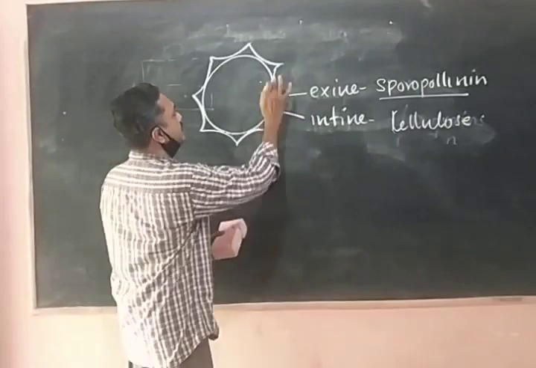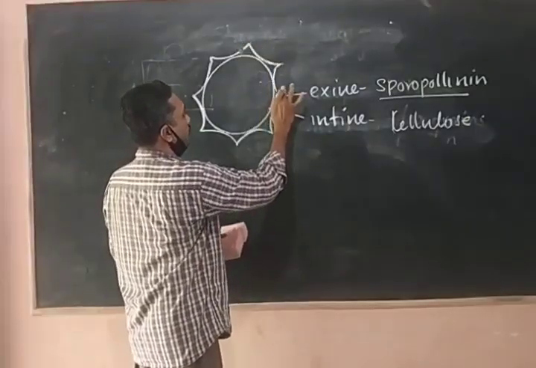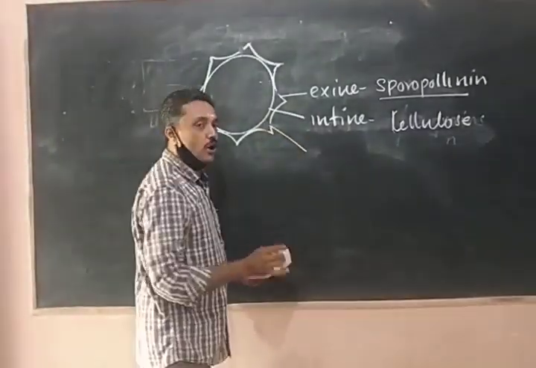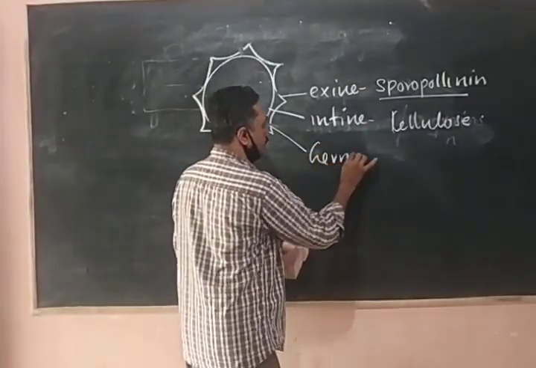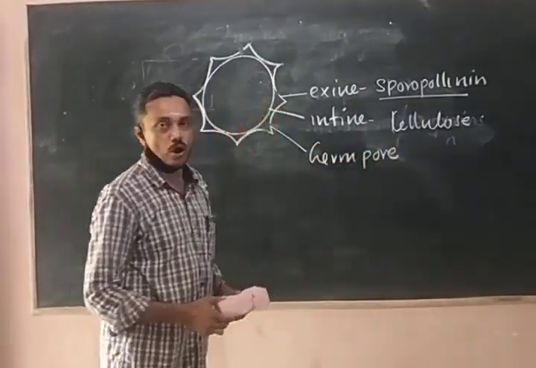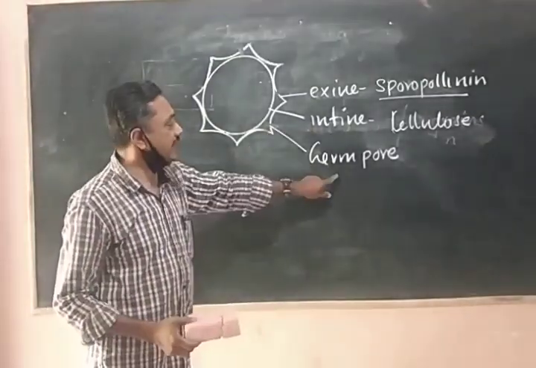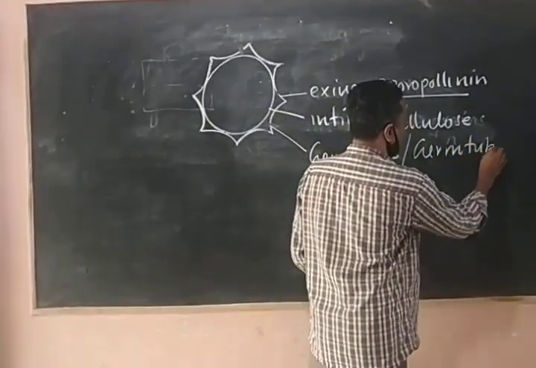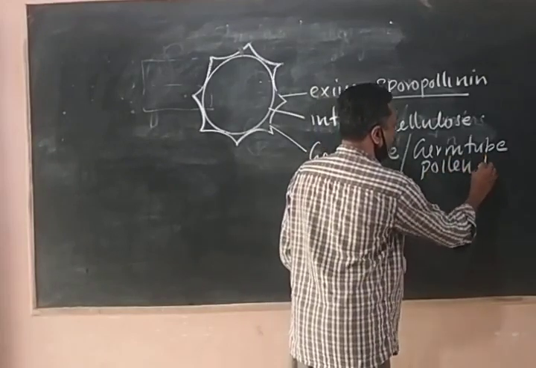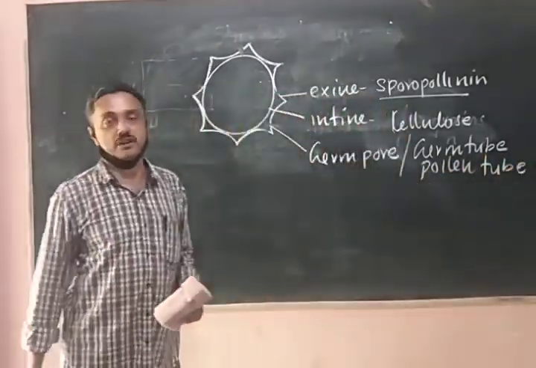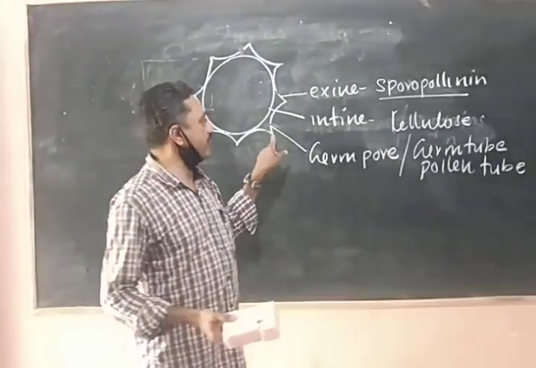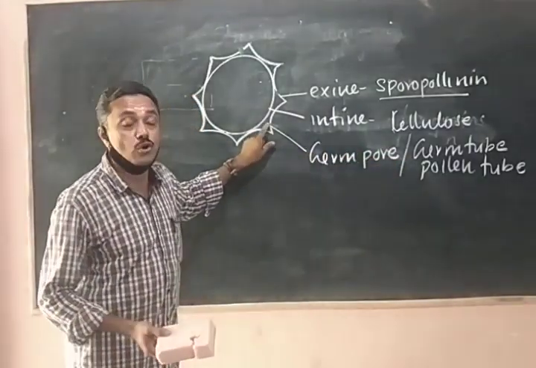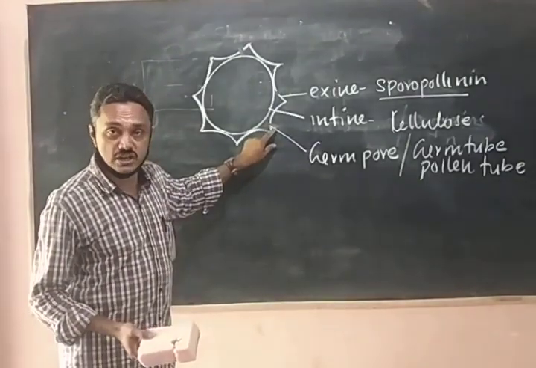And on the exine, small openings are present, or the exine is thin at certain regions. These small openings or thin regions are called germ pores, through which the germ tube or pollen tube comes out during germination. When the pollen grain germinates, a tube-like structure comes out. That tube is called a germ tube or pollen tube, coming out through the opening. So openings present on the exine are called germ pores.